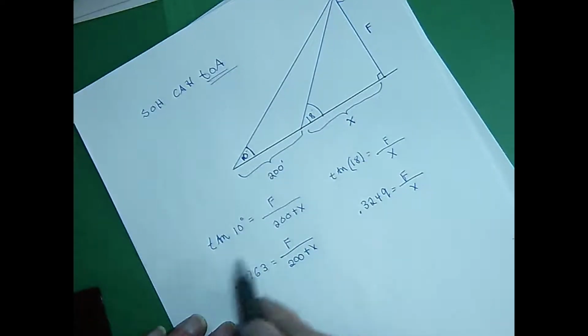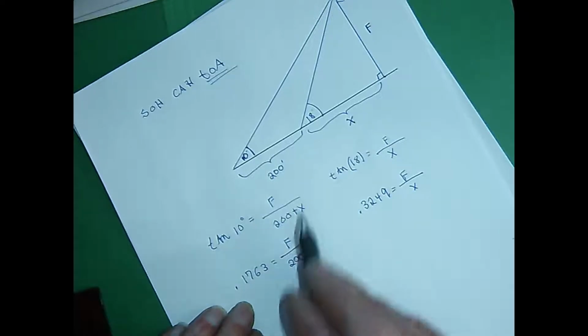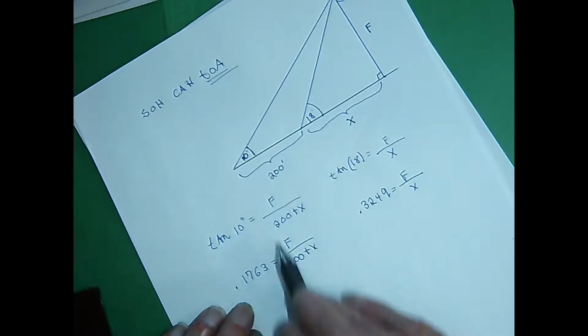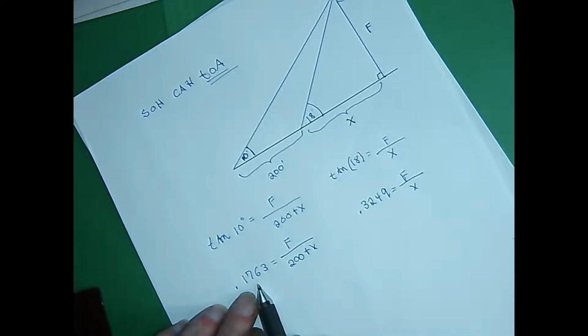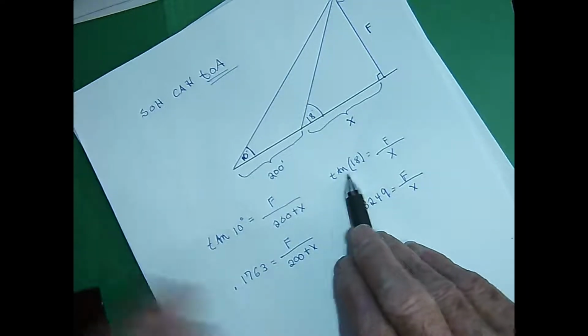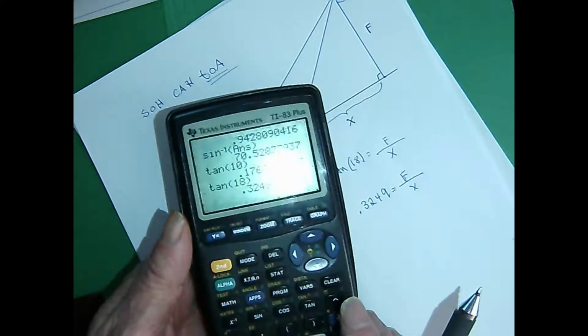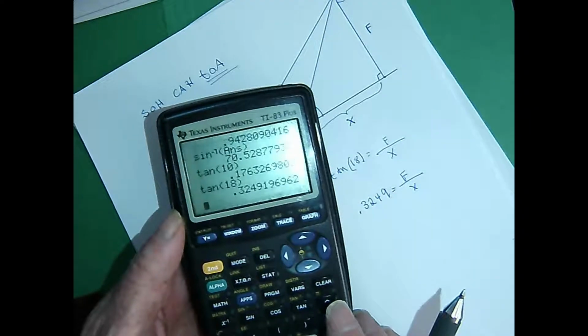I have replaced the tangent of 10 degrees with its value. I got it from my calculator. The tangent of 10 is approximately 0.1763. So I just wrote this equation again with a proper valuation for the tangent of 10. Over here, same idea. The tangent of 18, according to my calculator, is 0.3249.